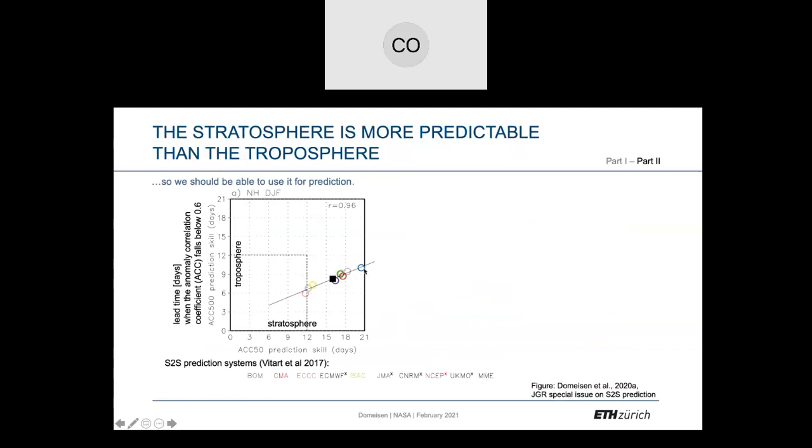This is a plot showing that, officially, according to predictability metrics, the stratosphere has a higher predictability than the troposphere. This is the prediction limit. Basically, when our correlation skill score falls below 0.6 in this case, which is a pretty arbitrary measure, but just in order to compare the stratosphere to the troposphere. This is the multi-model mean. The stratosphere would then, according to this measure, be predictable out to about 16 days, while the troposphere is more like what we're used to, about a week.